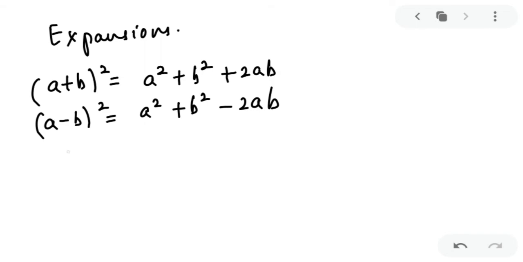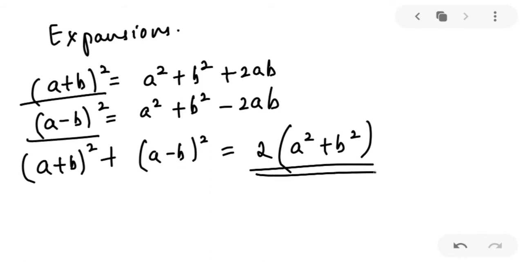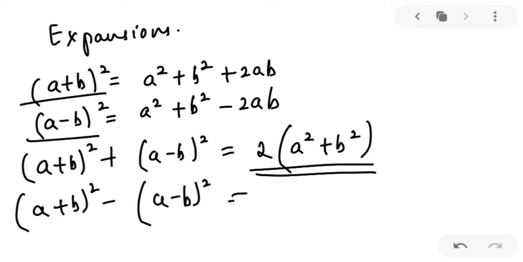My dear kids, when you add (a + b)^2 plus (a - b)^2, you will get 2(a^2 + b^2). Are you getting my point? I have added these both and I will get this. Next you have (a + b)^2 minus (a - b)^2. That will be 4ab.